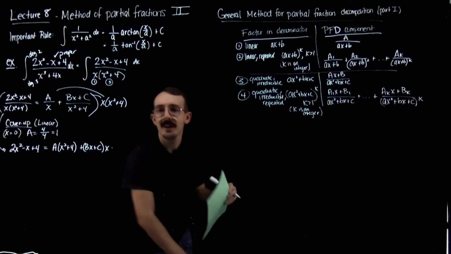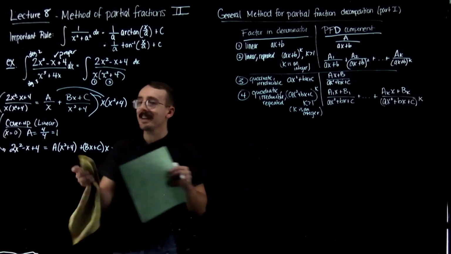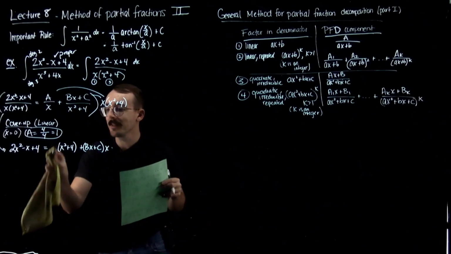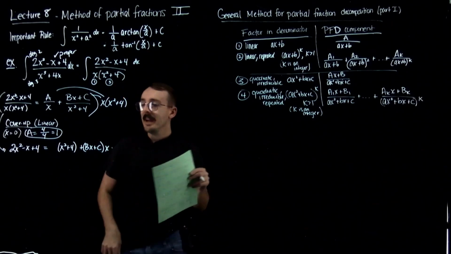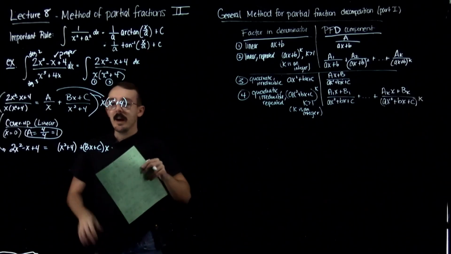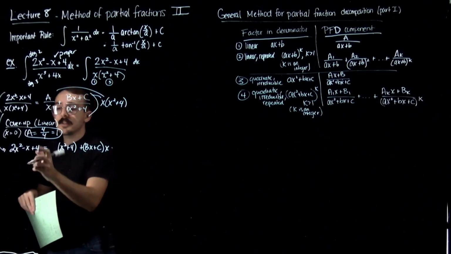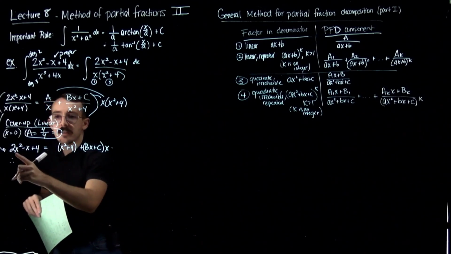So now from here, I'm going to erase A, because A is 1. Please just allow me to do that. And now I'm going to examine this and look at what B and C are supposed to be. So there's 2 x squareds over here.